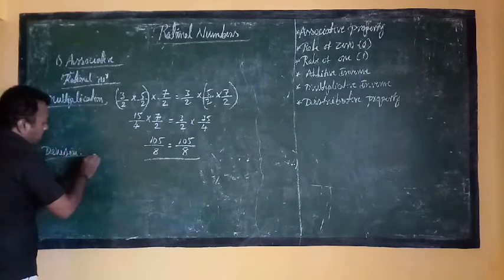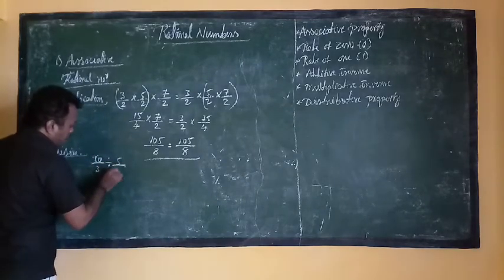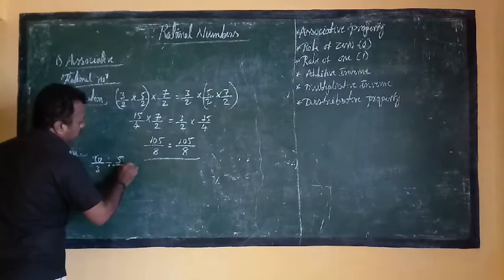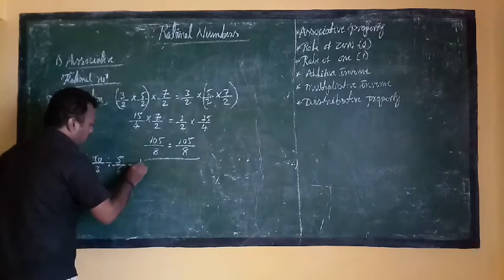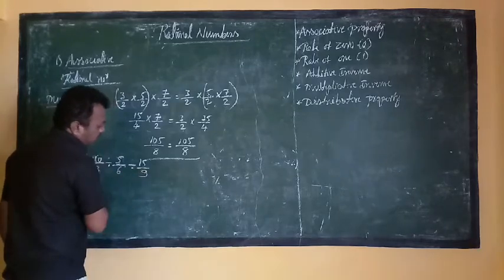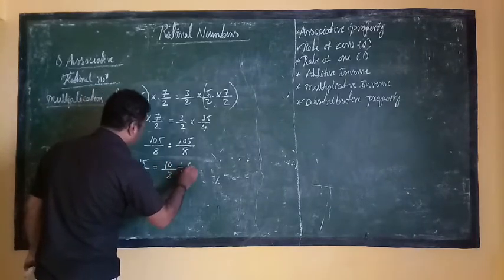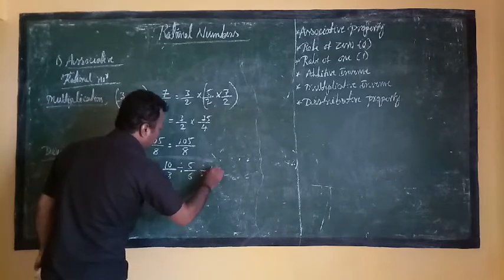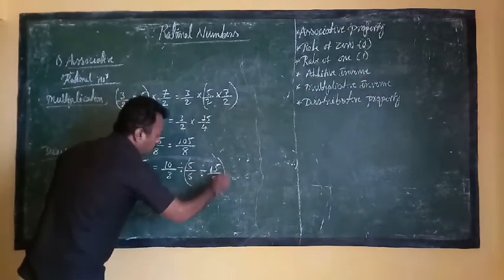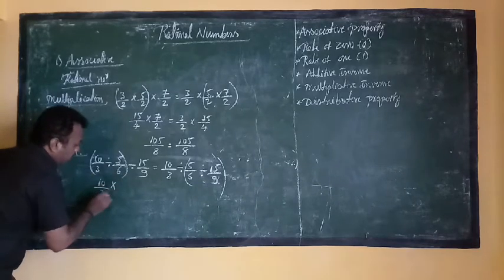Okay, see students, 10 by 3 divided by 5 by 6 divided by 15 by 9. It is equal to 10 by 3 divided by 5 by 6 divided by 15 by 9. Okay, so firstly we have to make one group, and the last two rational numbers make another group. See, 10 divided by 3 as it is written.